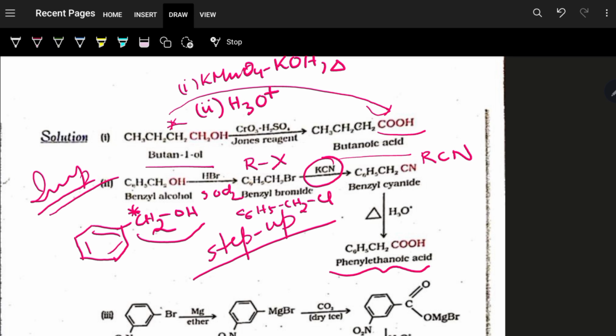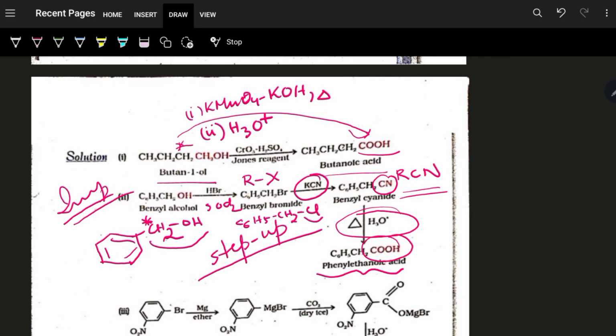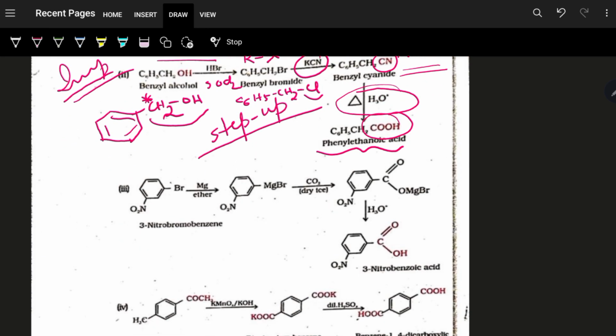You can give KCN and then convert this RCl to RCN. And then follow acidic condition hydrolysis, convert CN to COOH. Whenever you want COOH, please try to find out a suitable method that converts the starting compound to CN, and then by hydrolysis you can obtain RCOOH.